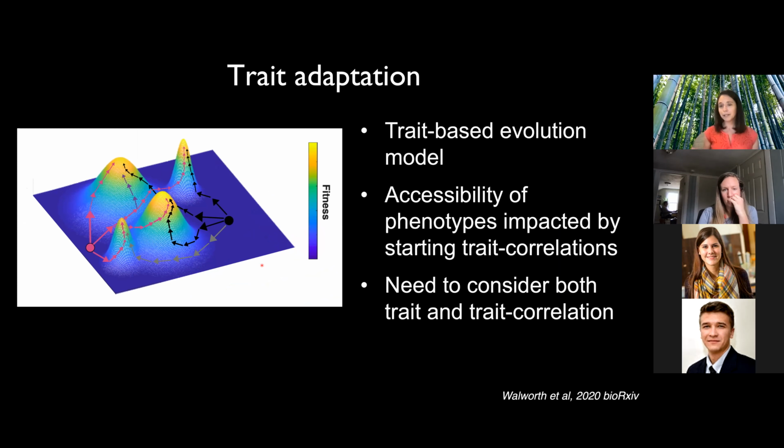And so the punchline here, and I'd love to talk to anyone after who's excited about these type of dynamics, is that the accessible phenotype, so where the population ends up on which of these fitness peaks, is impacted by your starting genotype or your trait correlations when you start. And so when we put evolution into ecosystem models, we need to think of not only how the traits are adapting, but actually how the trait correlations are changing, in order to understand what our resulting phenotypes are going to be.